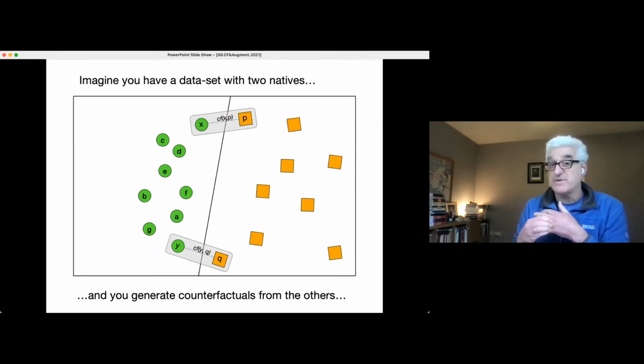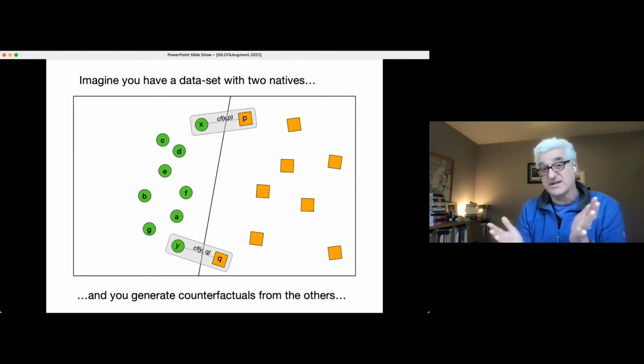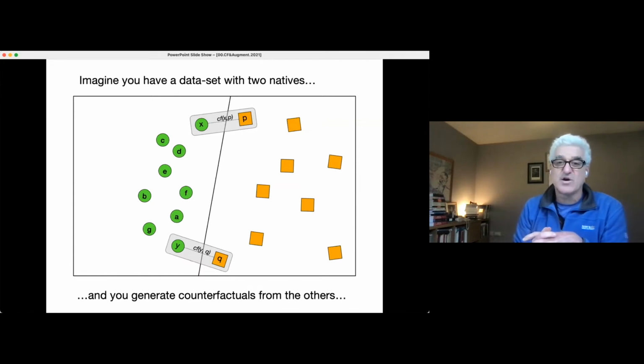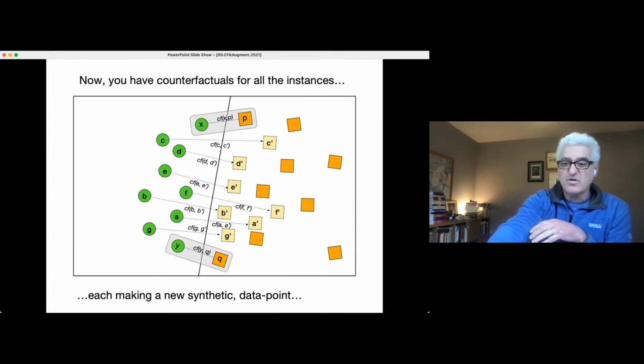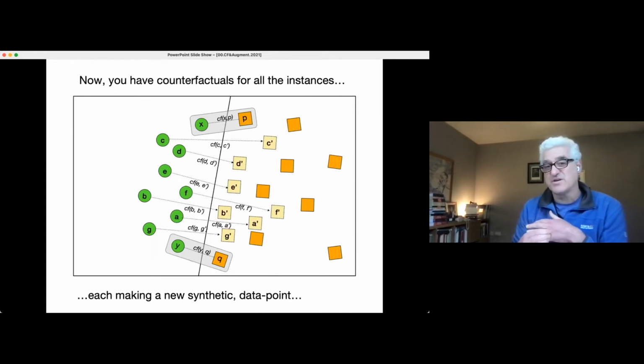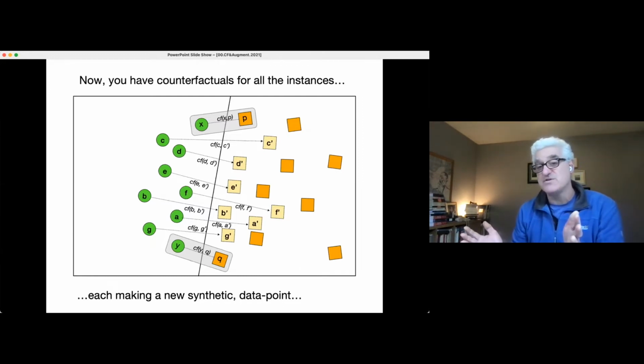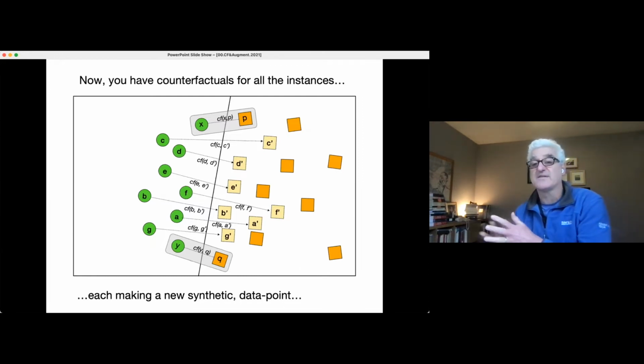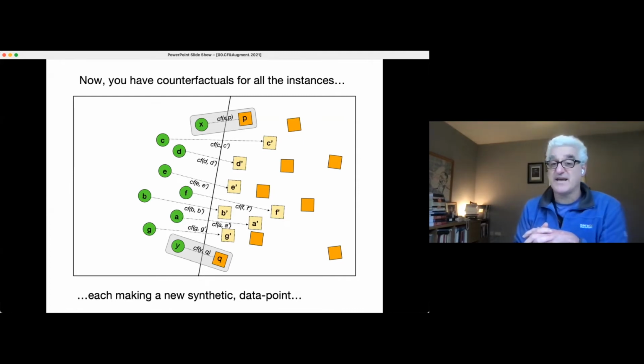So imagine a situation where you have something like this. So we have, again, the green circles and the orange squares. We have some native counterfactuals there. And what we're going to do is something like this. So instead of just applying our counterfactual method to a query which arises, we apply it to all of the data points which are not part of existing native counterfactuals. And that enables us to generate a whole bunch of new data points, at least in one of the classes, which we add then to the data set.